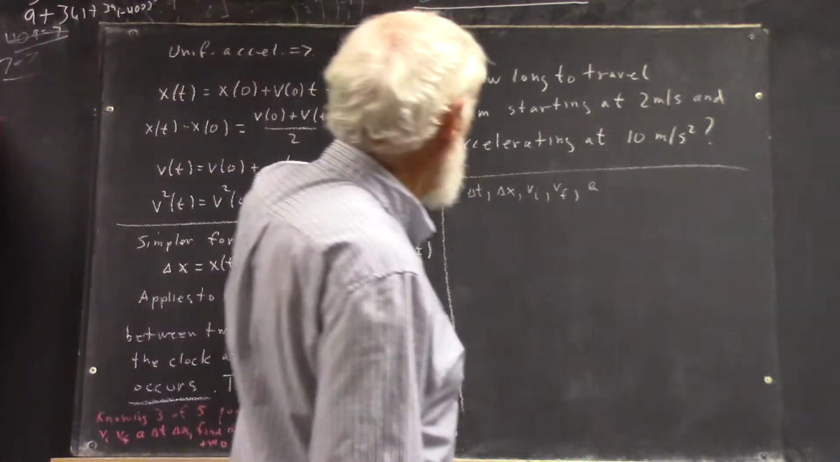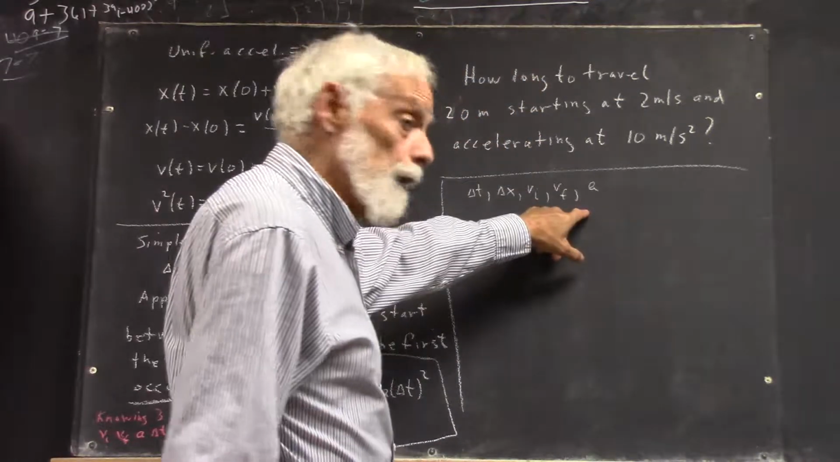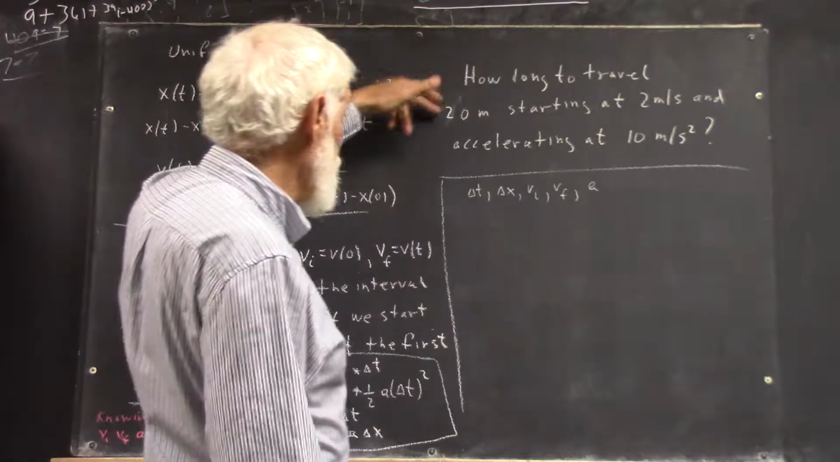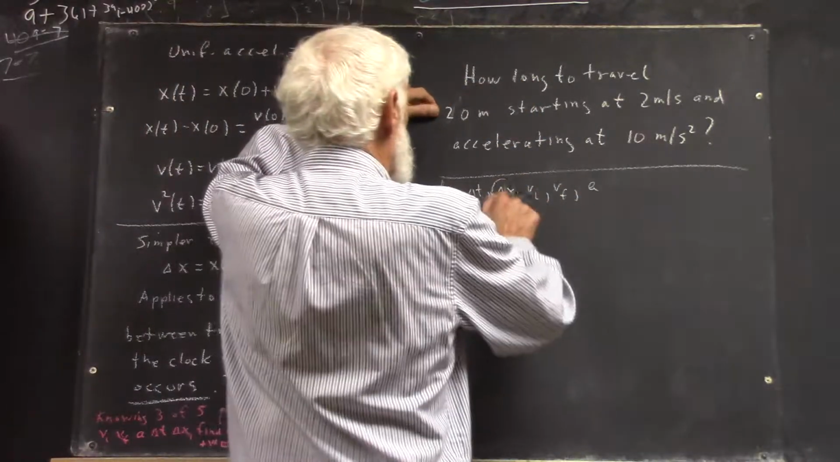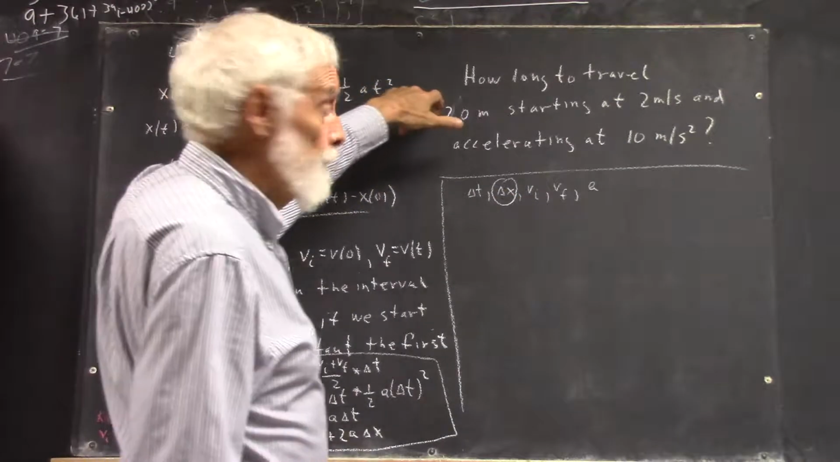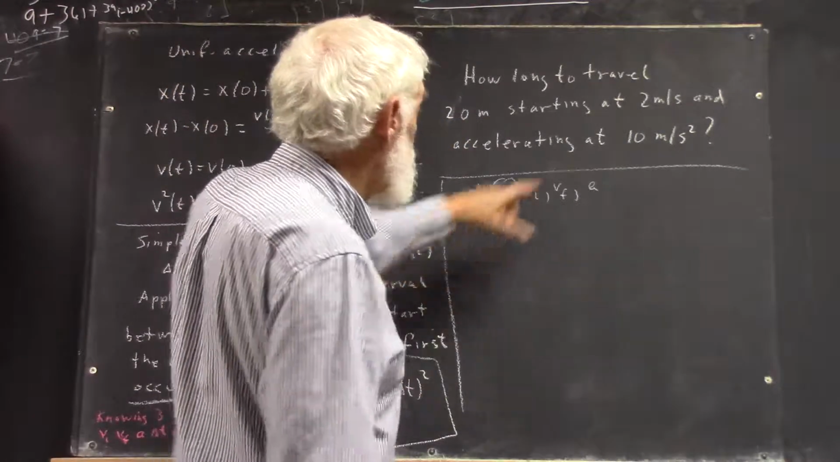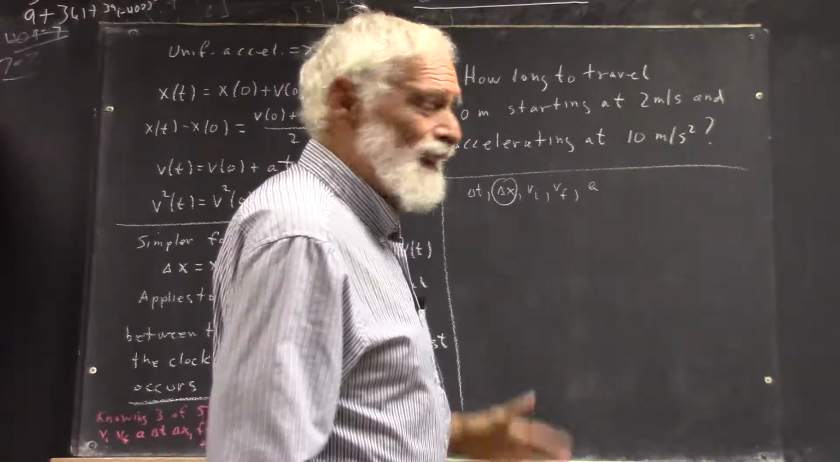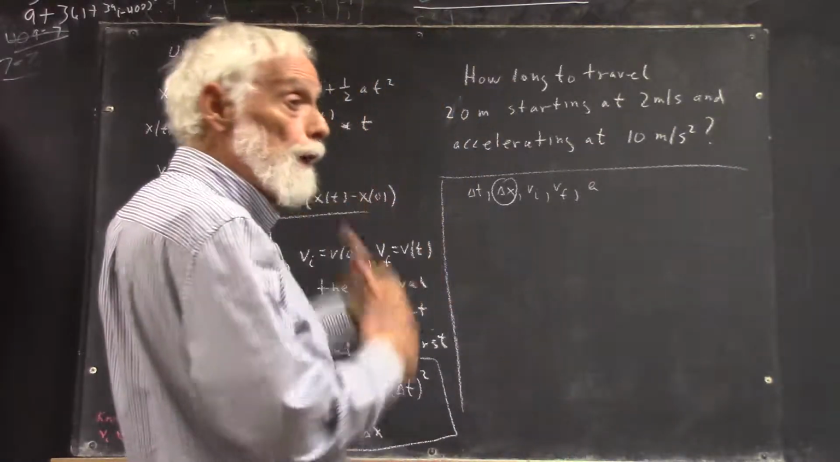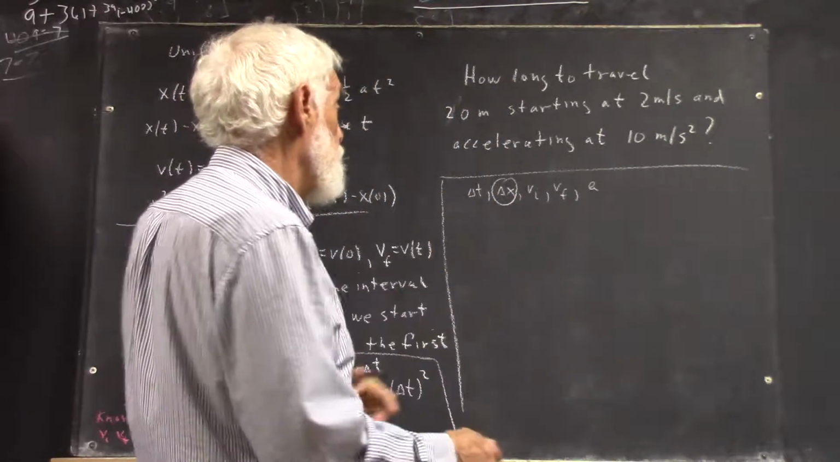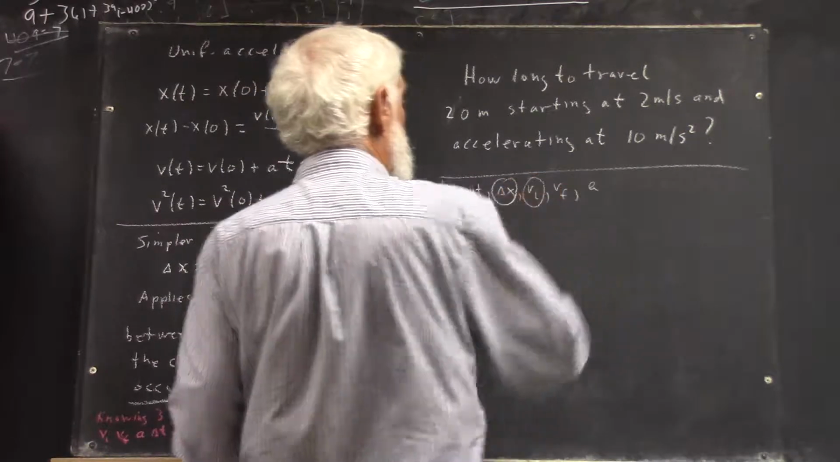Well, we travel 20 meters. What's that? Is that our acceleration? No. Is that a velocity? No. That's a displacement. So that's our delta x. We've got it. It's 20 meters. Starting at 2 meters per second should be a no-brainer. That's our initial velocity on this interval. Okay, so we have initial velocity.